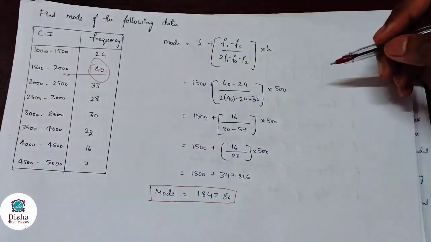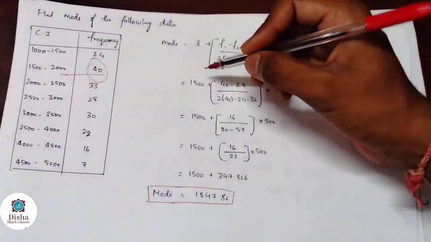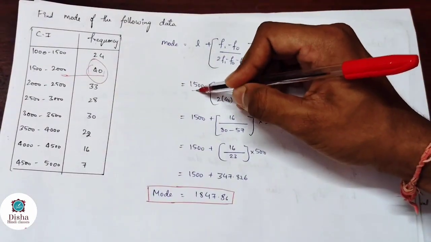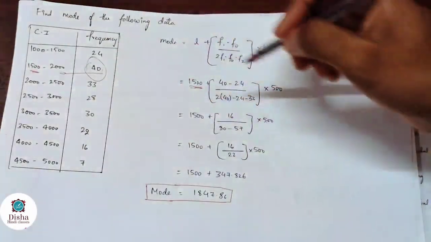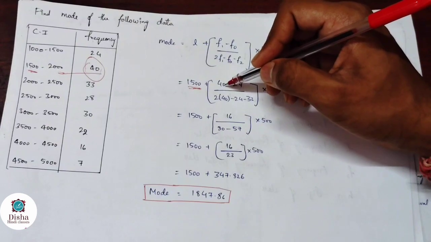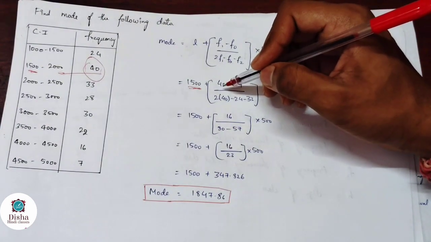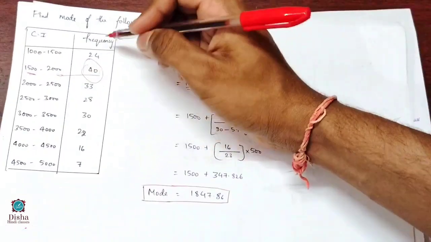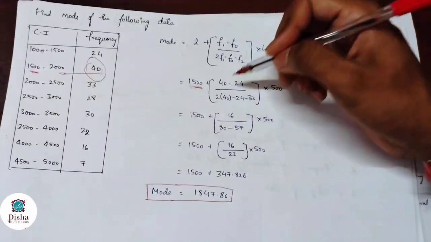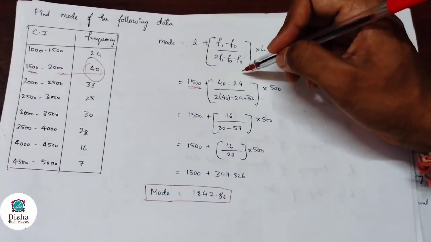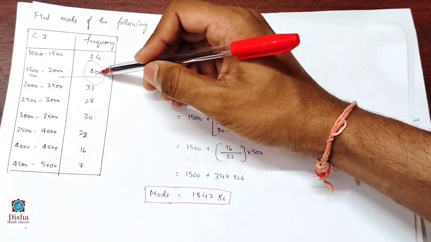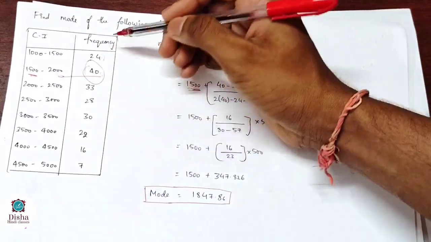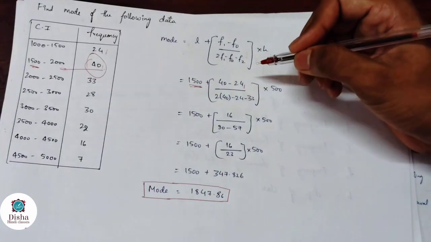So here in the model class we have L. What is L? L is the lower limit of the model class, that is 1500. What is F1? F1 is the frequency of the model class. This is the model class and the frequency is 40. What is F0? F0 is the preceding frequency to the model class. So the previous frequency to 40 is 24. So we have taken it as 24.